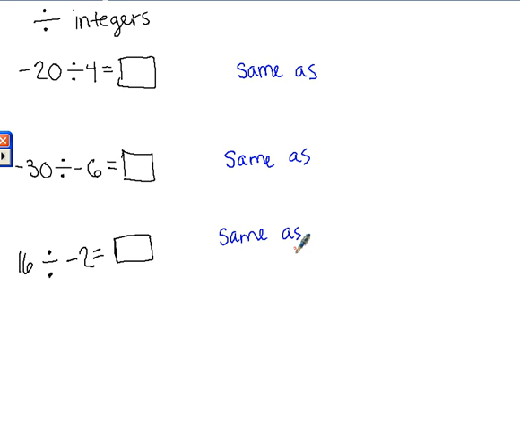Okay, we're going to be looking at dividing integers. Let's think about first if they were positive, if they weren't negative. If I just had, let's say, 15 divided by 3, that would mean that I had 15 pieces total. They were split into 3 groups.